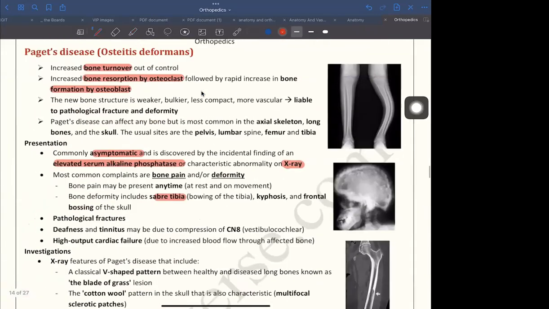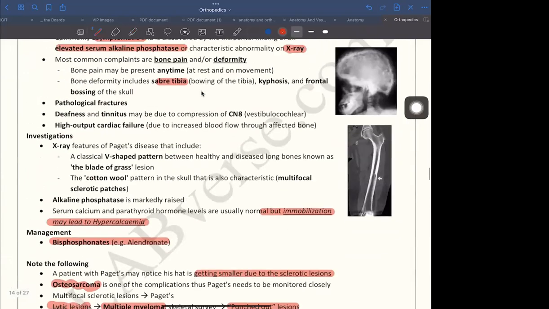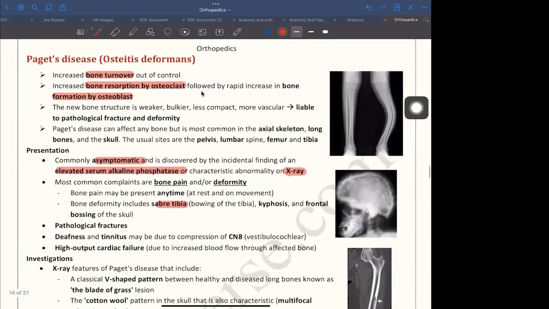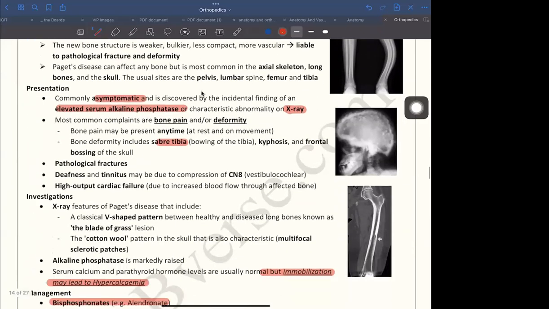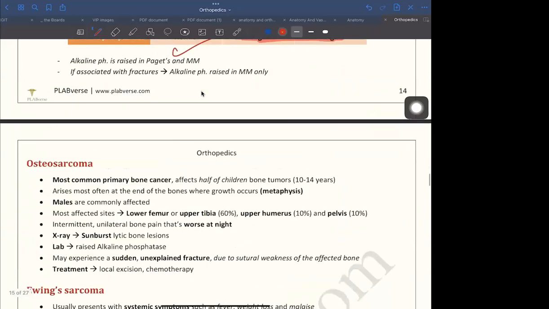So this is basically Paget's disease. It's an interesting disease. The patient presents with high risk of fractures, headache, tinnitus, deafness, and high output cardiac failure, sometimes even anemia, right? So this is Paget's disease.